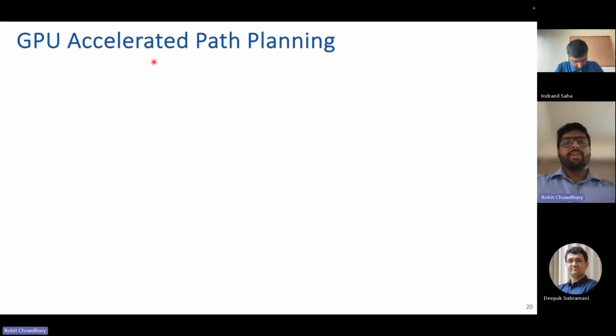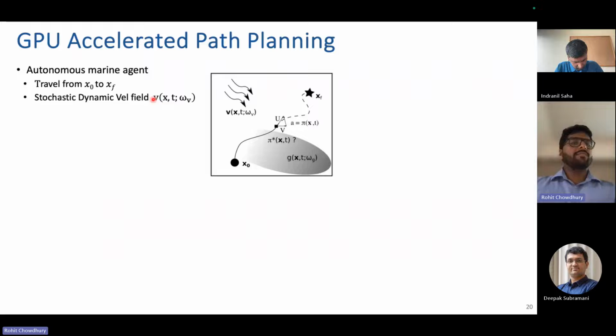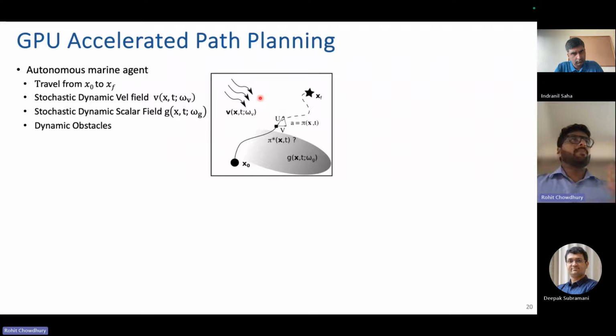And so the specific problem statement for this piece of work is as follows. Once again, you have the autonomous agent that has to travel from x naught to xf in the presence of the stochastic velocity field. But then we have added a bit more complexity to the problem by saying that there is an additional stochastic dynamic scalar field as well, and you also have some dynamic obstacles.